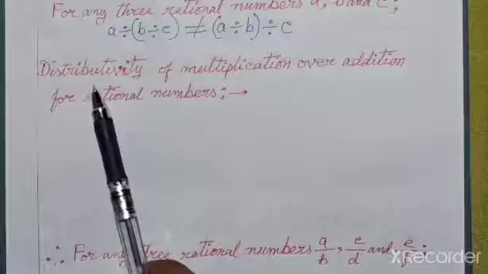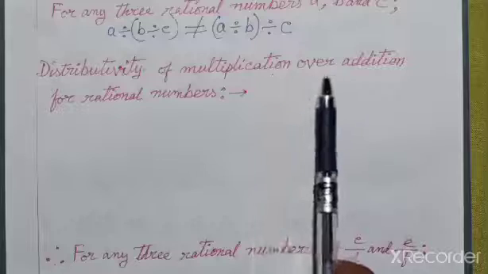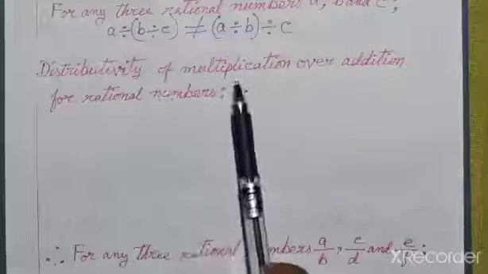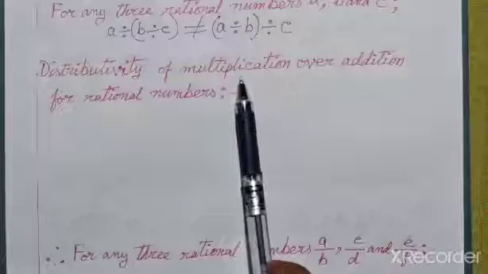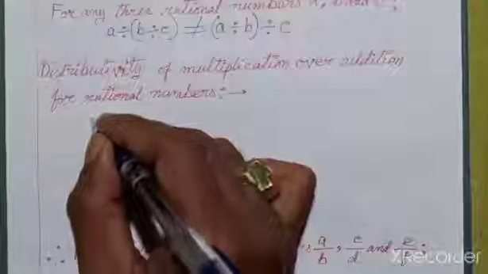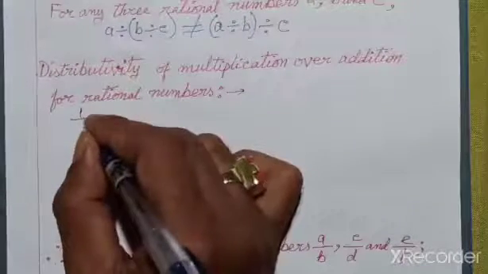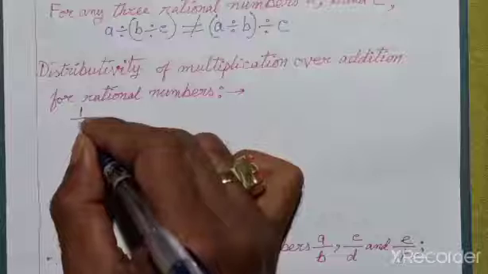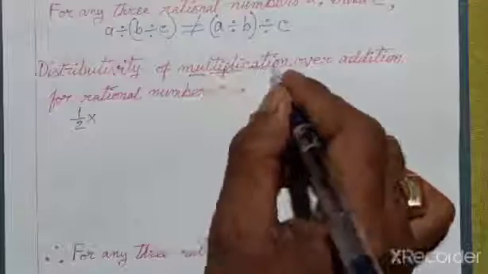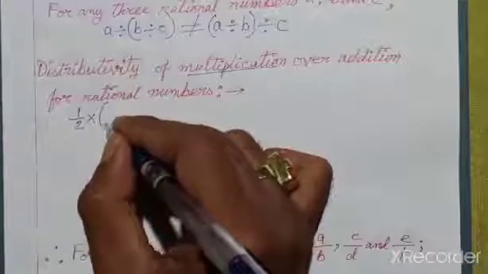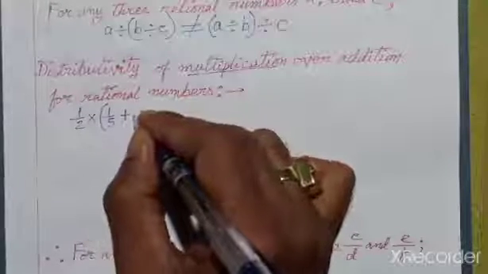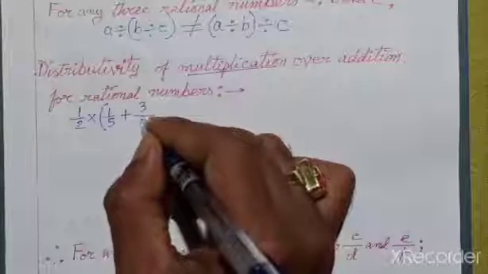Next is distributivity of multiplication over addition for rational numbers. Here this multiplication must be distributed over addition. Let us take any three rational numbers: 1 by 2, multiply. Here I am putting multiply since this is multiplication. Then bracket 1 by 5 plus 3 by 5.